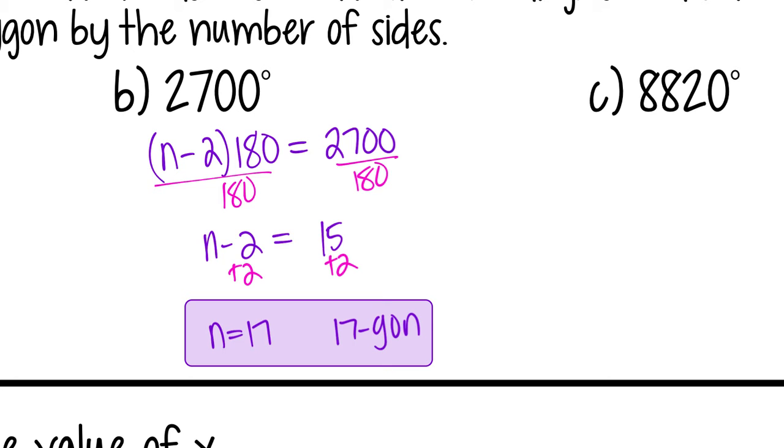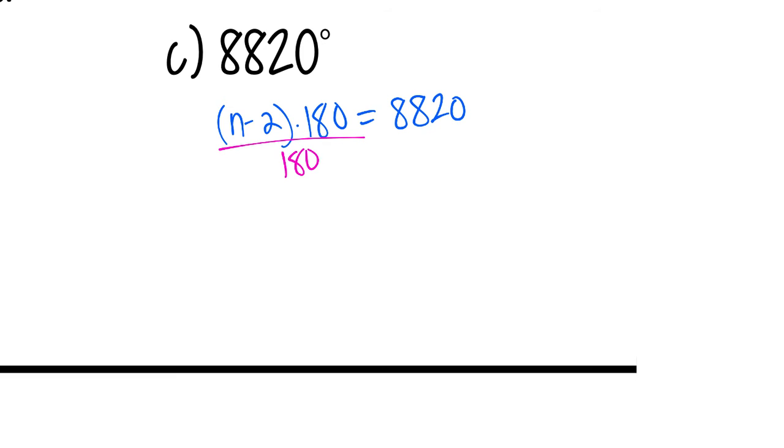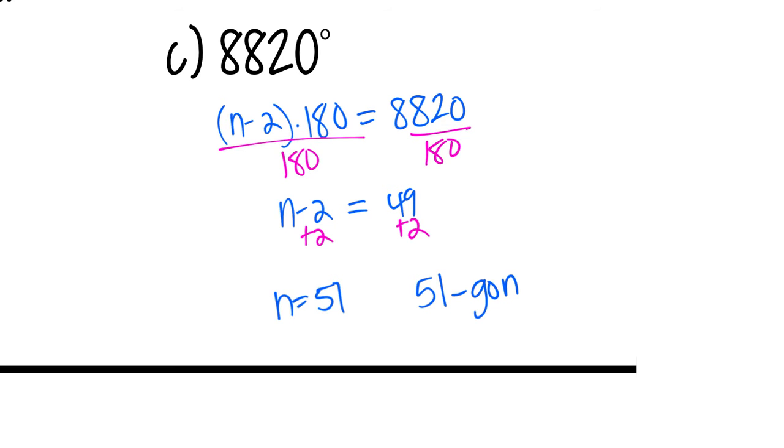Okay, and then the last one there, big number, 8,820. So this means that it's going to have a lot of sides. (n - 2) times 180 is equal to 8,820. Let's divide both sides by the 180. So n - 2 is equal to 49. Then add 2 to both sides. So n equals 51, making this a 51gon.